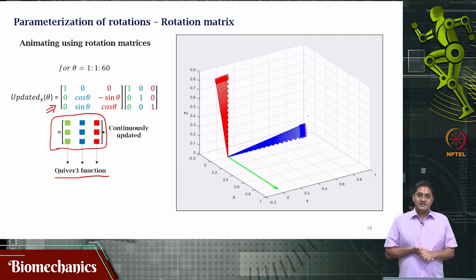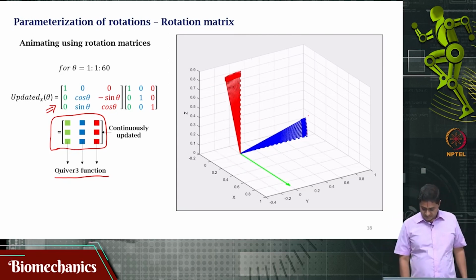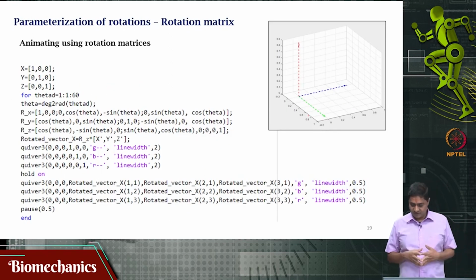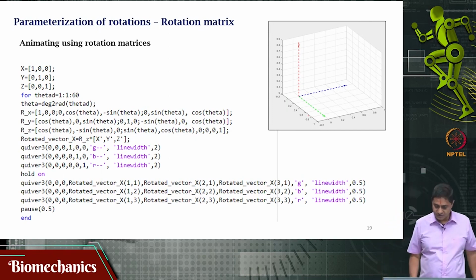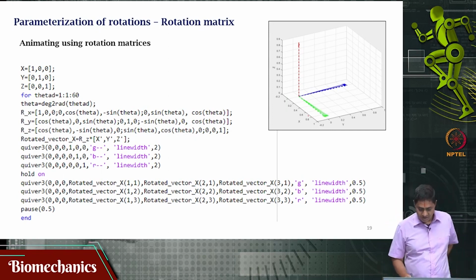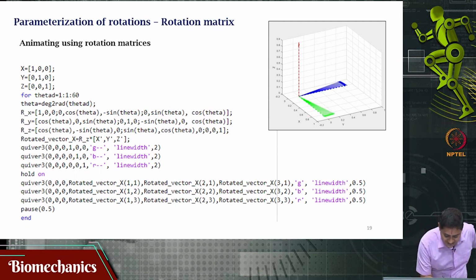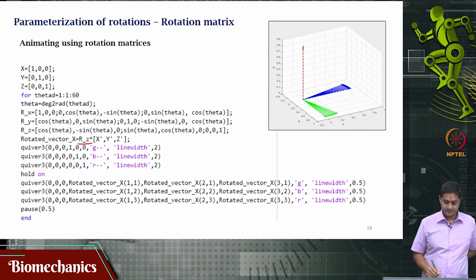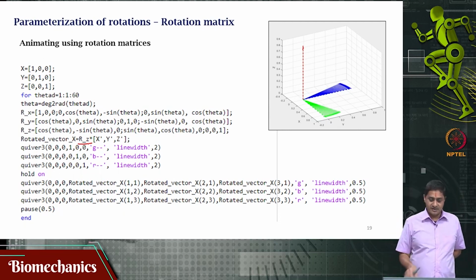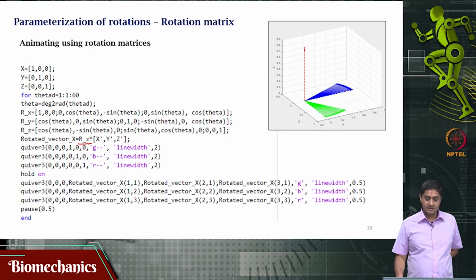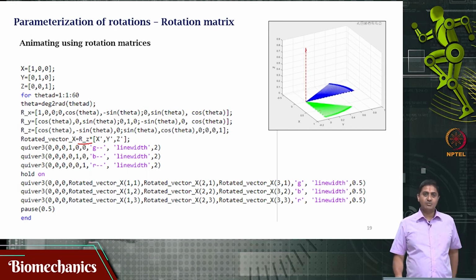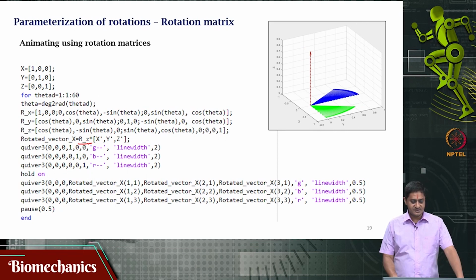So, here is one way in which I can use rotation matrices to plot. Here is the pseudocode that we use for this. In this case, what is being used is a rotation about the z axis. How do I know this? Because I am reading this code. So, what is given is that initially x, y, z are given as these vectors 1 0 0, 0 1 0 and 0 0 1, and where theta is changing from 1 to 60 in steps of 1 degrees, right.